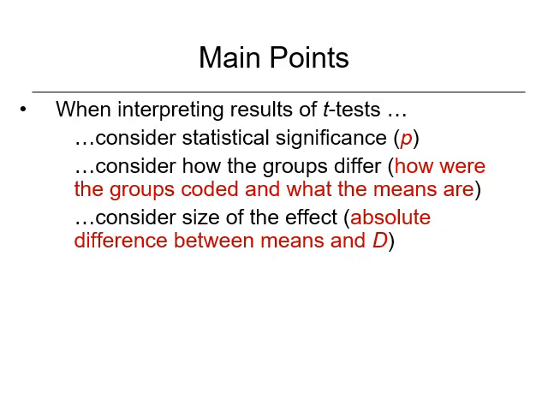So again, the main points. When interpreting the results of t-tests, the first thing is we have to consider the statistical significance. Is it actually a p of 0.05 or lower? Consider how the groups differ. How are the groups coded and what the means are? So again, remember, we can get a negative or positive t, and all it means is which group was put in first. And then consider the size of the effect, the absolute difference between the means, that Cohen's d, that effect size.